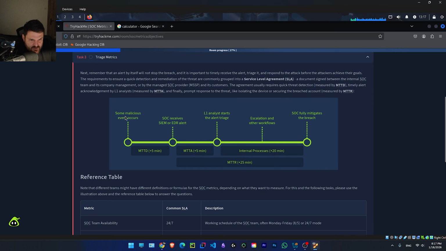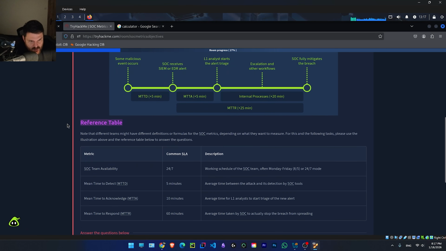So from the first event, some malicious event occurs, 5 minutes pass, the event appears in the SIEM, plus 5 minutes, the L1 analyst starts the alert triage. And also from the start, it starts the internal process, the escalation and other workflow, and then the SOC fully mitigates the breach.